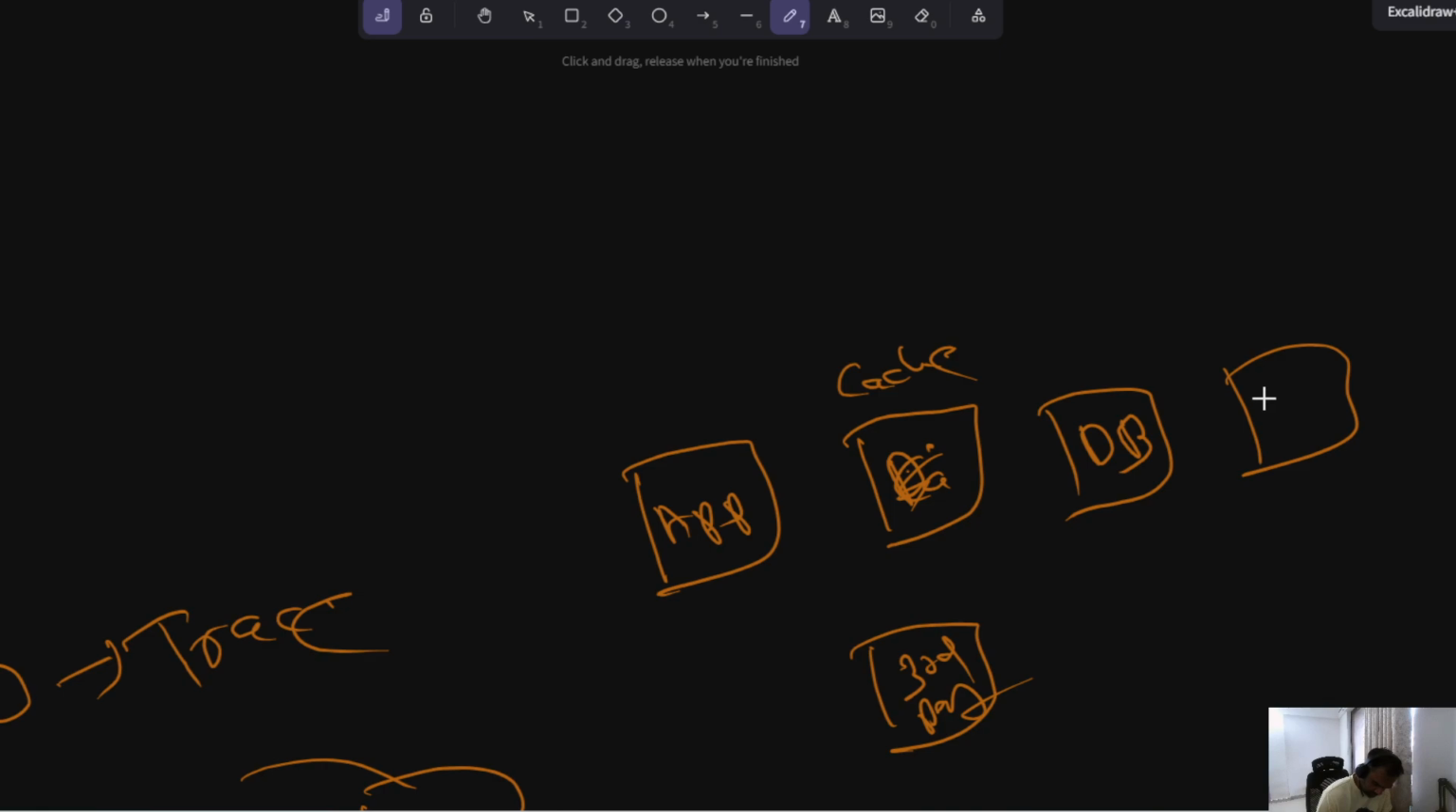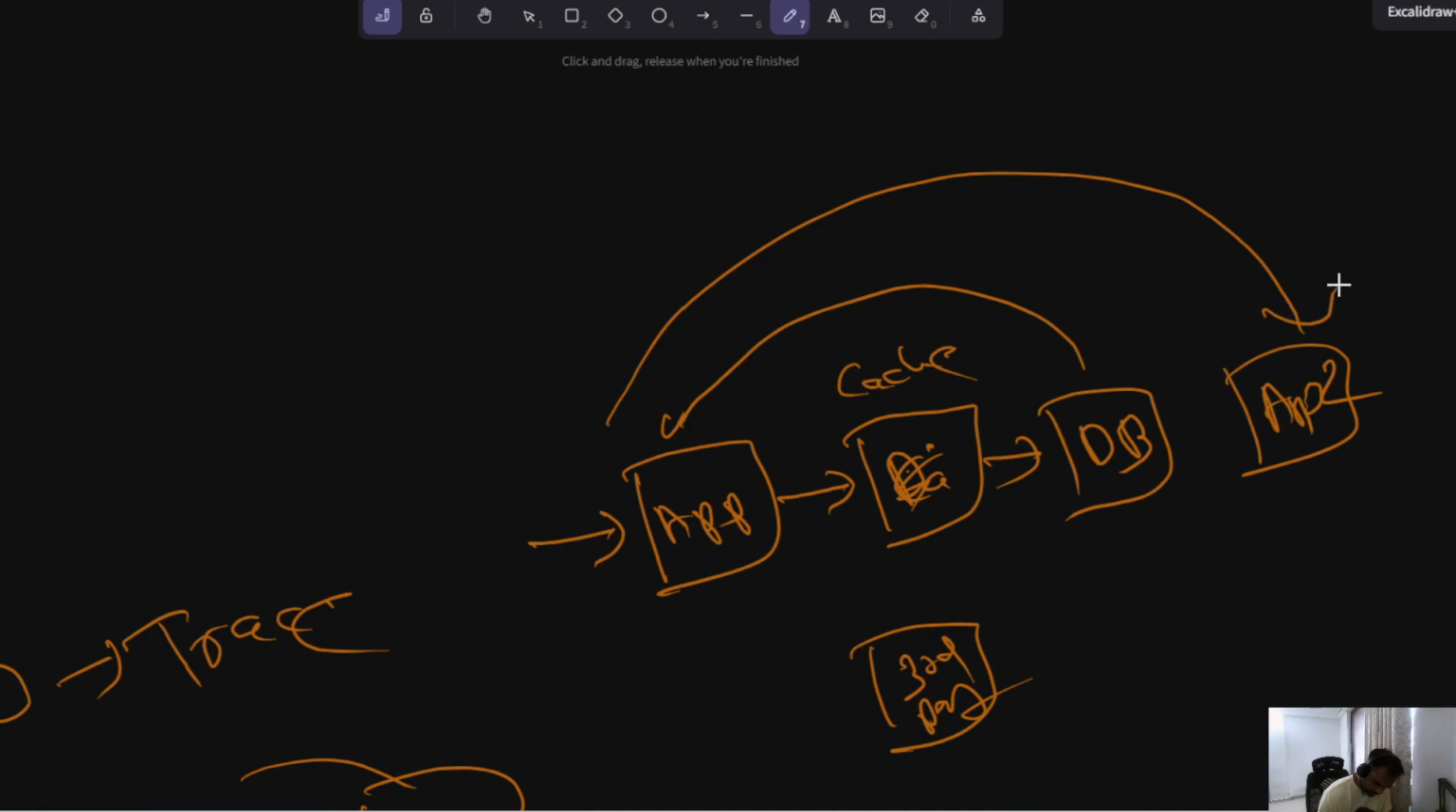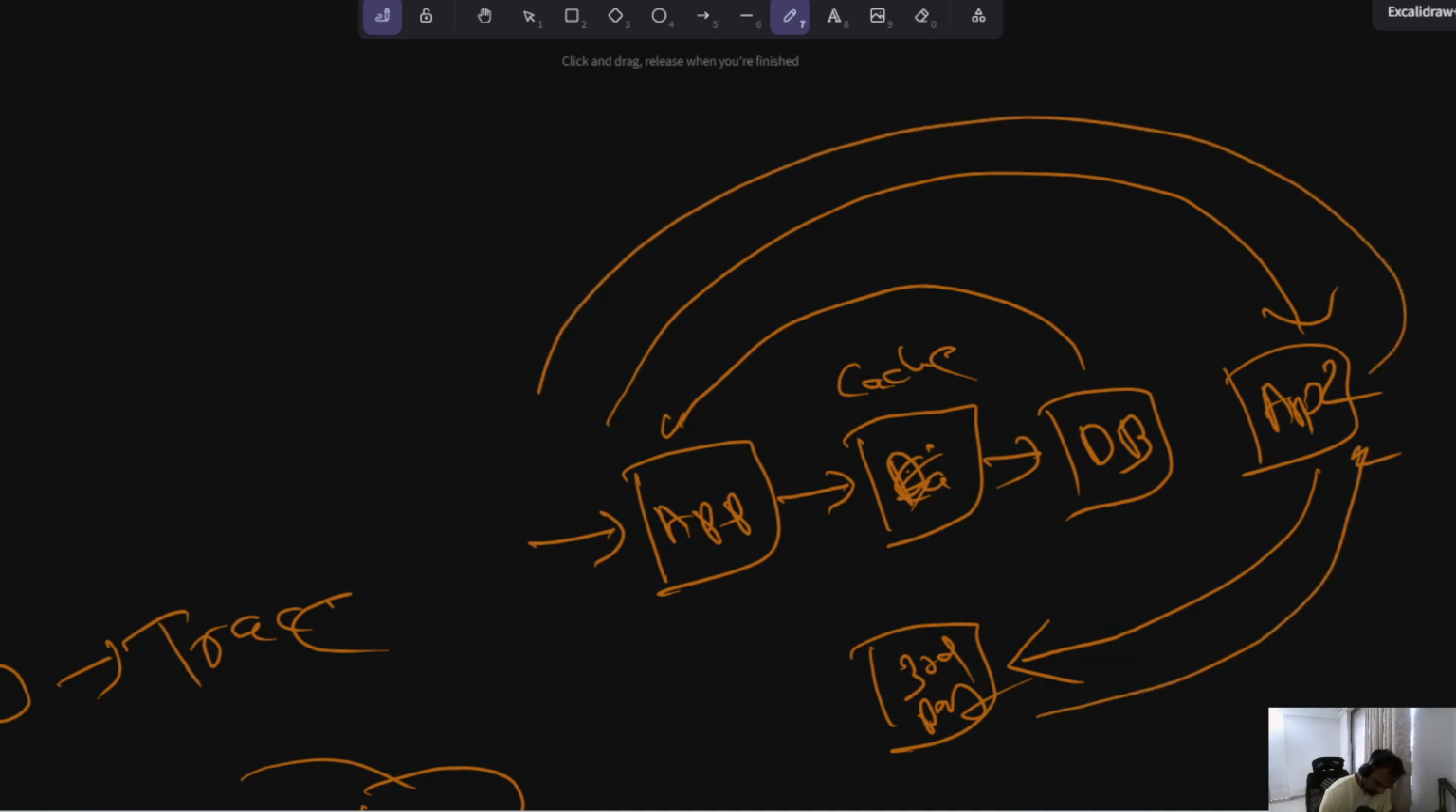and this is another, say, app 2. So the request comes in here, then goes here, then goes here. From the DB it does some processing and returns back to the app. From the app, another flow goes to this app 2, and from here it comes to the third party, and from the third party the request goes back to this app, and from here it comes back here. So this is a complicated flow.